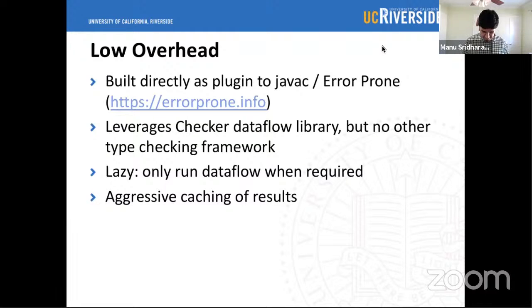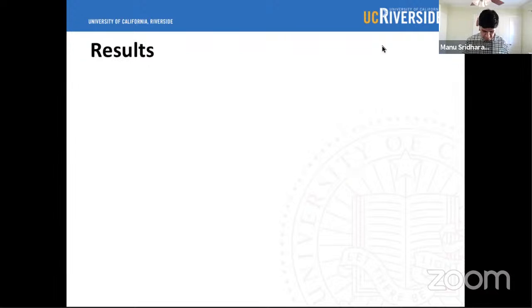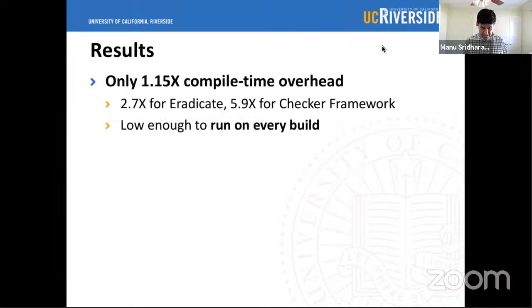So let me talk about some of our results. In terms of overhead, this was a big win. On average, we only saw about a 15% overhead over just compiling your code. So that's pretty low and much lower than these alternate tools. And it's low enough that you can run this on every single build. And that's what Uber still does for all their Android code. Anytime you compile it, NullAway is running.